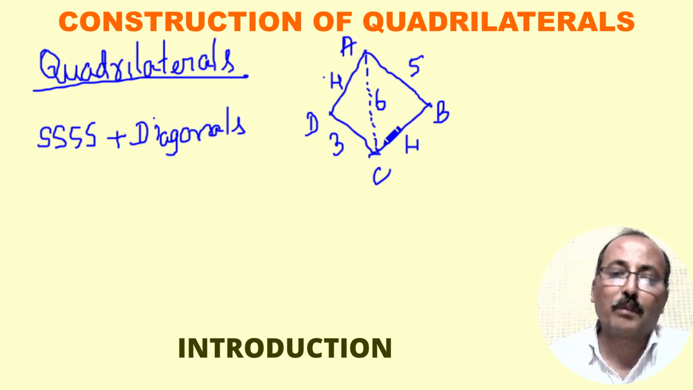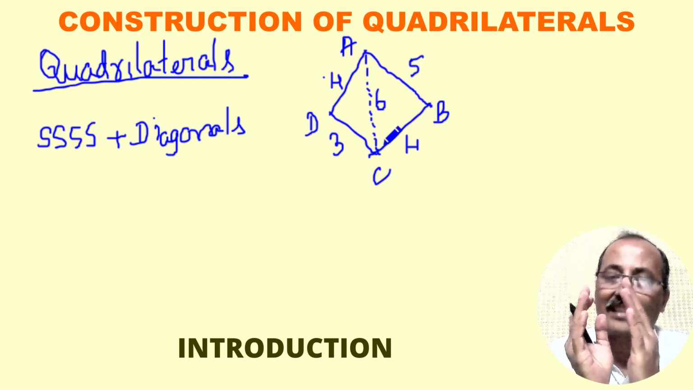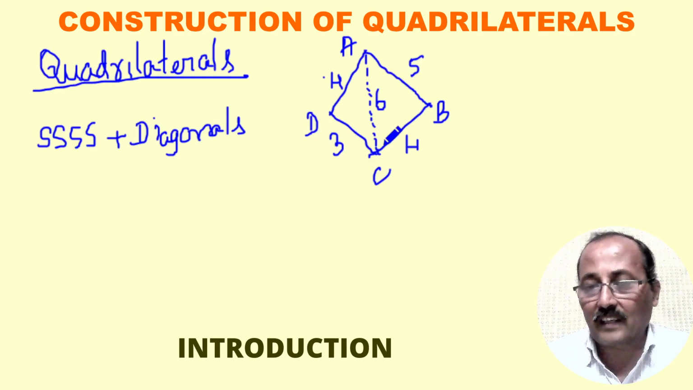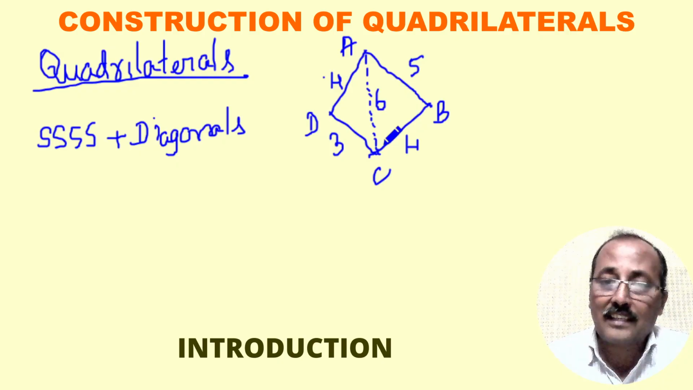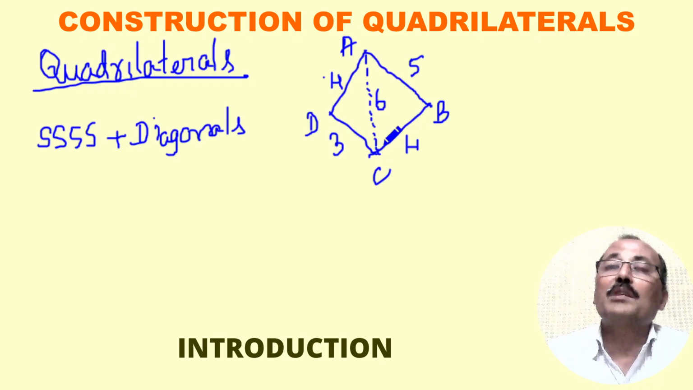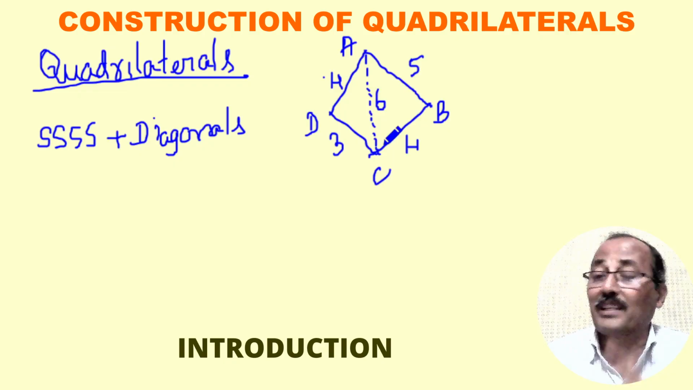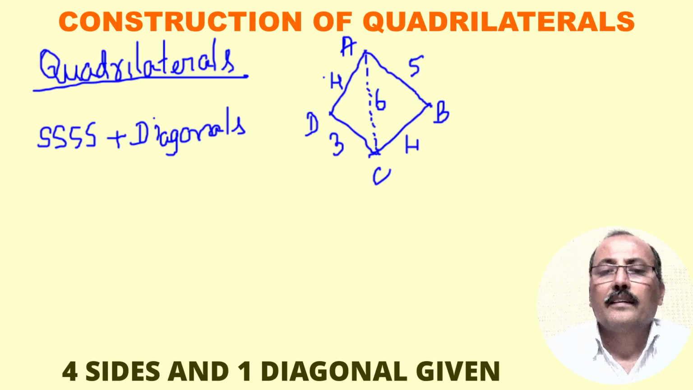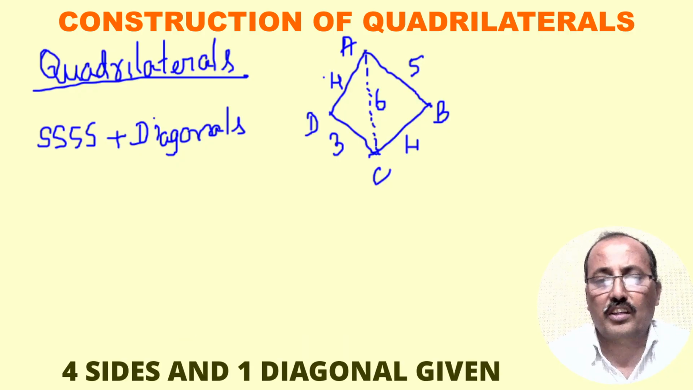If you are not remembering it, don't worry. If it is given in the exam, then it is possible to construct. If not, they will ask a question like this: is it possible to construct the quadrilateral with the given measurements? Then you can be careful and check the triangle inequality property. Now let me go to the construction part.